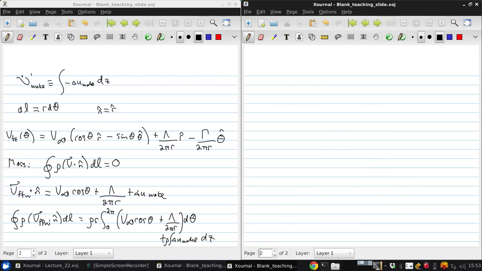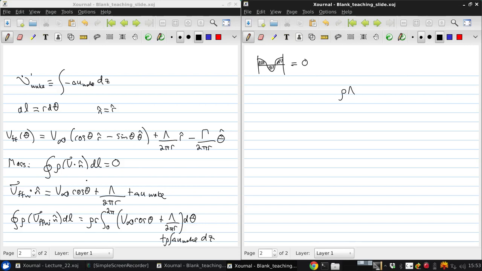Now, if we look at this, V infinity is a constant, so that could come out of this part of the integration. And the integral of cos theta d theta around a closed contour from 0 to 2 pi is 0. And you can see that by thinking about the cosine function. If you integrate all that, there's positive and negative areas that in net equals 0. So we're left only with this term. Theta is going to go from 0 to 2 pi, so a 2 pi is going to come out here, and we've already got this r. So we're going to get rho 2 pi r lambda over 2 pi r. And so this term just gives us rho lambda.